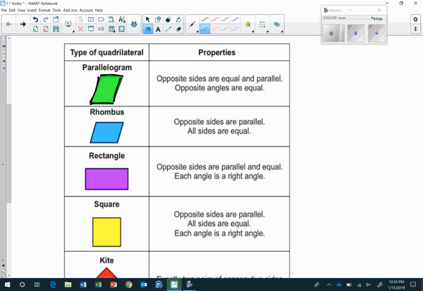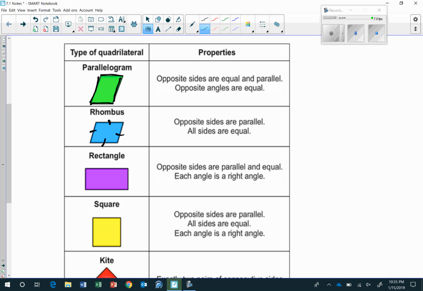The next one is a rhombus. Again, a rhombus is another type of quadrilateral. Remember, quadrilateral means four sides, so these are all quadrilaterals. For a rhombus, the opposite sides are parallel and all the sides are equal. So you'll see throughout the unit that we'll label sides as being the same by giving them the same amount of tick marks. So you'll see little tick marks on them. Since all of these sides have one tick mark, that would mean they're all equal. And then also opposite sides are parallel.